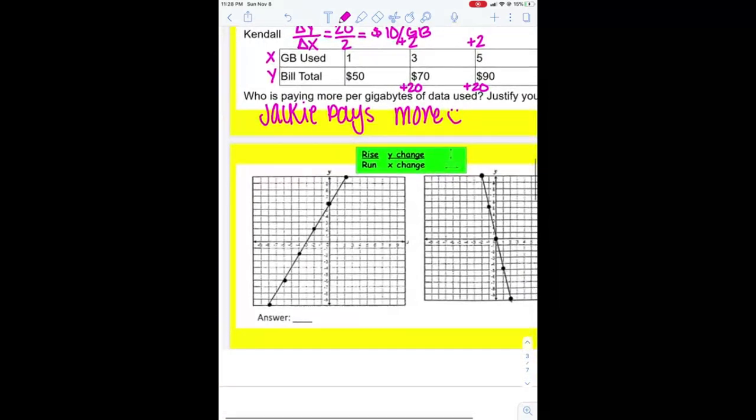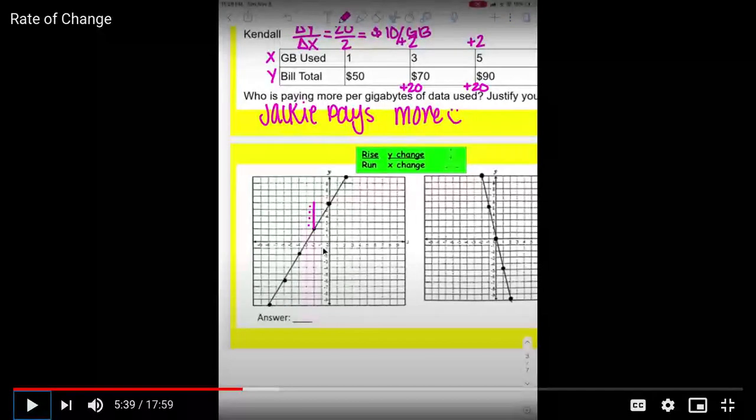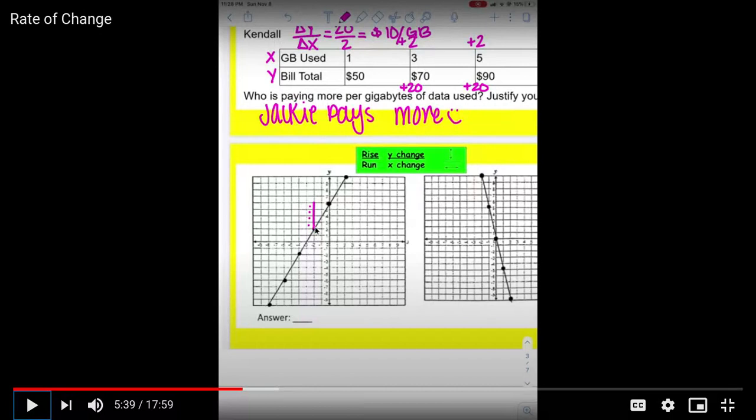Okay, now we're going to get into something that is maybe a little unfamiliar, and that is finding the rate of change on a graph. So I like to draw triangles in between my points. I'm going to start the first leg of my triangle right here at this point, and I'm going to draw it up right to this other point right here, just like that.